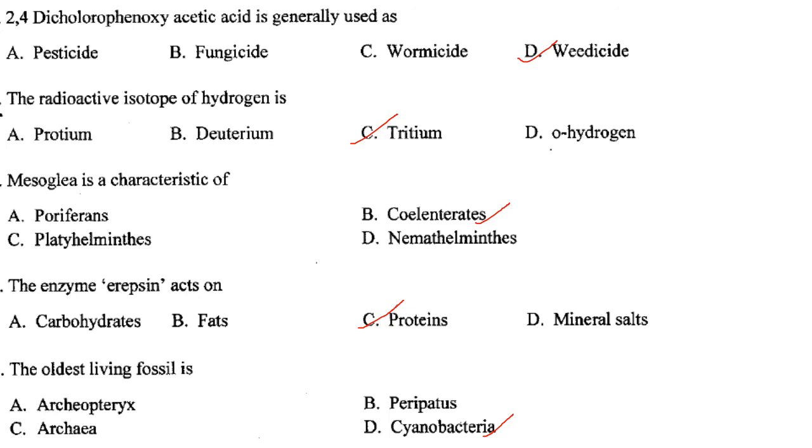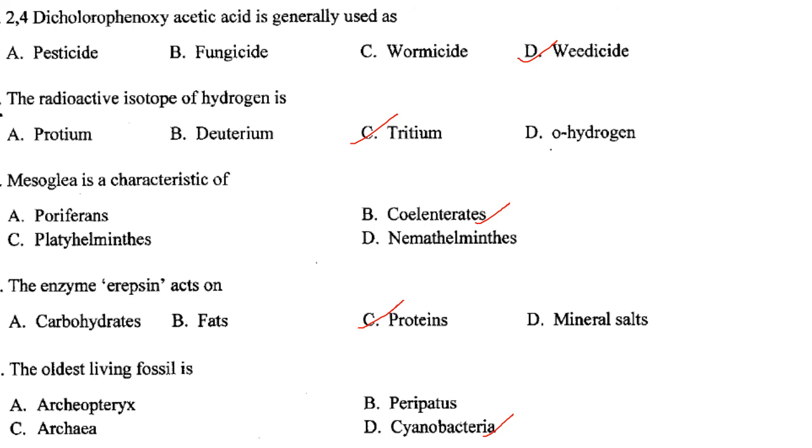Radioactive isotope of hydrogen is tritium. Answer is option C. Mesoglea is characteristic of coelenterates. So the inner endoderm and the outer ectoderm are separated by a jelly-like layer called the mesoglea. It is seen in coelenterates. Then the enzyme erepsin acts on proteins. Answer is option C.